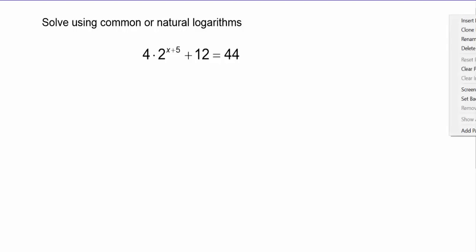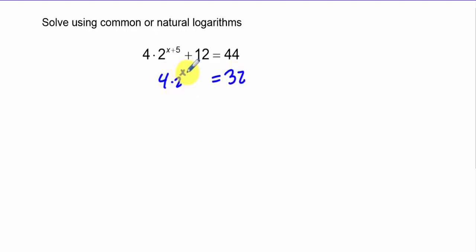All right. Similar problem, but there's some added confusion in here with all this kind of stuff. I still want to isolate the base first in this case. So what I'll do is I'll bring the 12 over by subtracting, which gets me 32. And then I'll divide by 4. So I now have my base isolated.